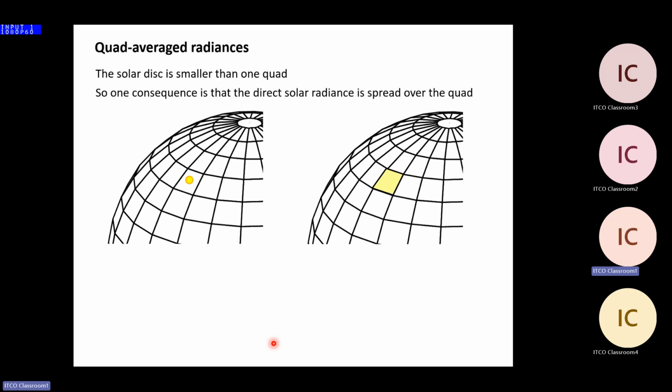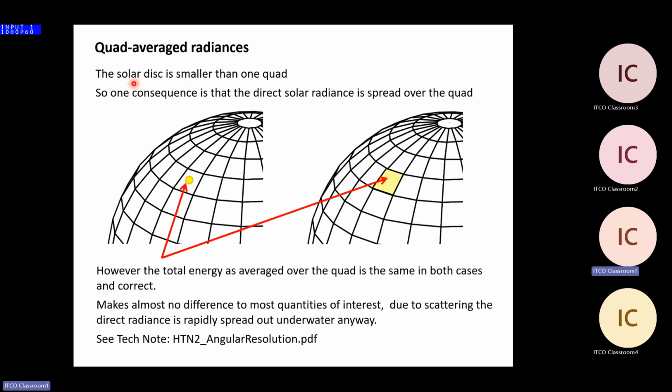Now, here's a limitation, because features in the radiance distribution can be smaller than a quad. The main example is the sun. The solid angle of the sun is much smaller than one quad. But it doesn't mean that it's wrong. It just means we lose a bit of angular resolution. When we represent this as quad averaged, we have the quad average radiance in the quad. It's more like this. It's the same number. It really is the radiance that you would get averaged over this solid angle, but we lose the ability to represent the sun as a very small solid angle.